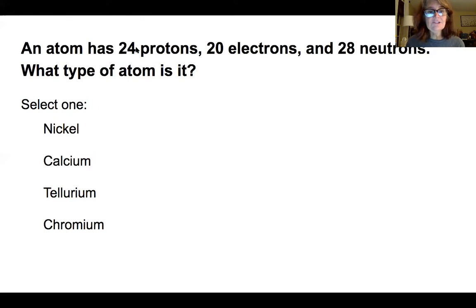Another very similar question. An atom has 24 protons, 20 electrons, 28 neutrons. What type of atom is it? Which one of these subatomic particles are more important when we're trying to find the identity of an atom? You're right, protons. So let's look at our periodic table and find out which element has 24 protons. I don't know if you can see it there, but it's chromium. Okay, chromium.